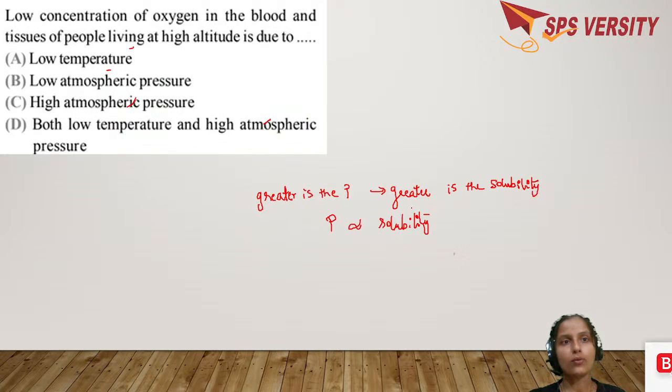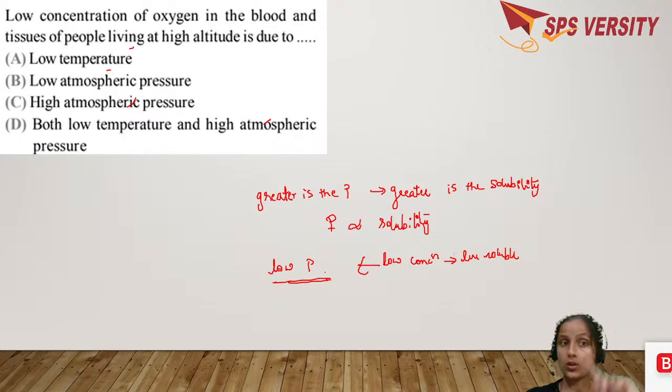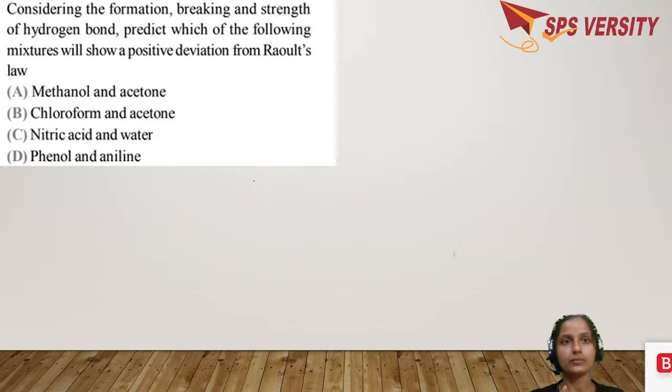Low concentration of oxygen in blood. What do you mean by that? Why is it low? Low concentration is because it's less soluble. If it has to be less soluble, since solubility and pressure are directly proportional, there should be low pressure conditions. So when you go to higher altitude, because of the lower atmospheric pressure, the amount of oxygen which gets dissolved in the blood will be less. That leads to a condition called anoxia.